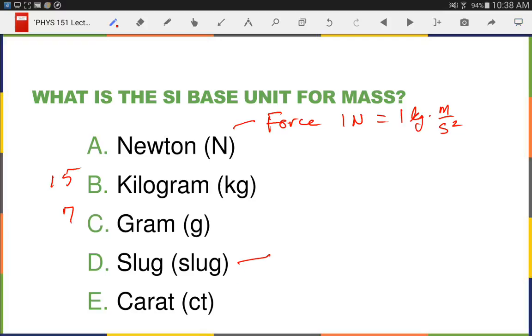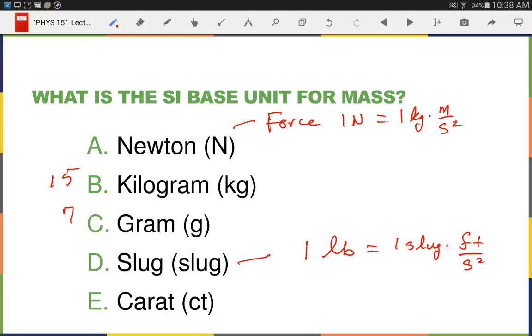The slug is the mass unit in the imperial system, such that the unit of force in the imperial system, 1 libra, or 1 pound, LB stands for libra, is equal to 1 slug times a foot per second squared. And so the slug is to the pound as the kilogram is to the Newton. They're the base units for mass.